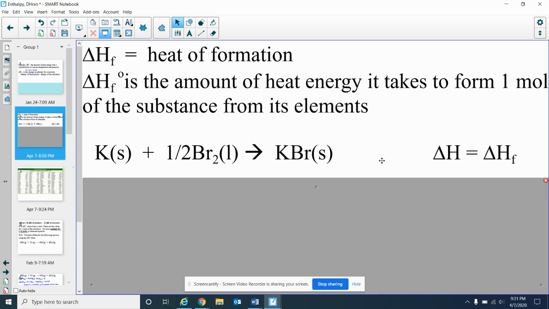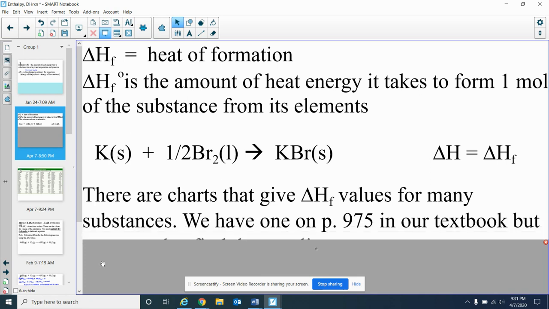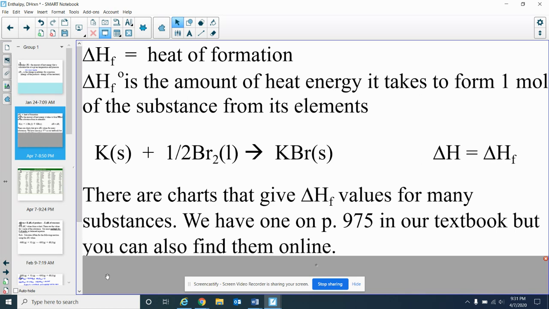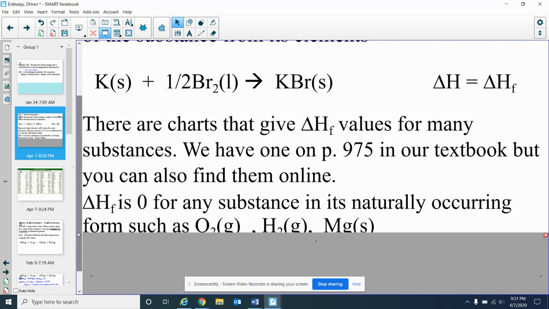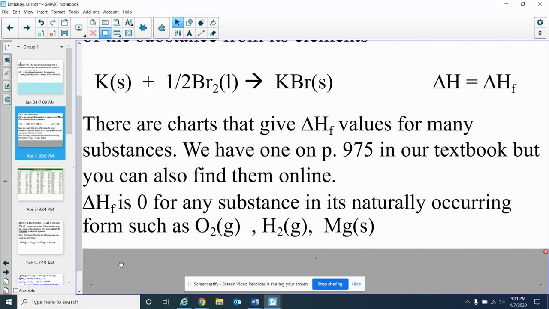And so the amount of heat that is required to form that 1 mole is called the heat of formation. And there's charts that give the heat of formation values for many substances. We have a chart in our book on page 975, but you can also find charts online. And for any naturally occurring substance like O2, H2, or the metals, that heat of formation value is 0. They're already formed, so you don't have to put heat in or get heat out when they're formed.